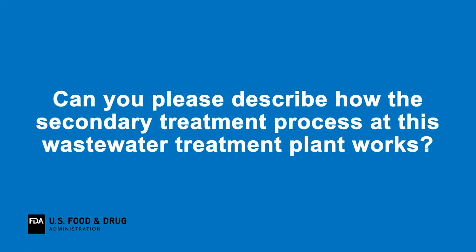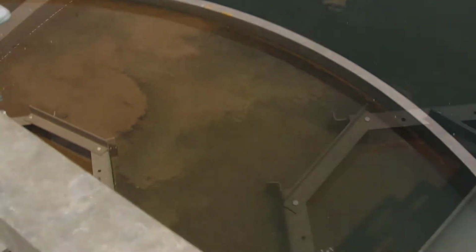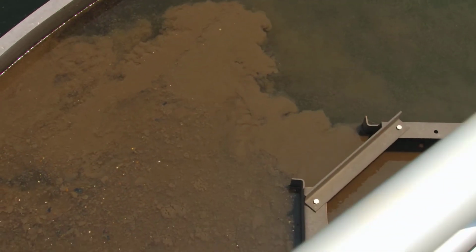So Alyssa, can you please describe how the secondary treatment process at this wastewater treatment plant works? We're an activated sludge plant that uses air both for mixing and for providing oxygen to support aerobic microbial activities in the aeration tanks. Activated sludge means that when the solids settle out in the clarifiers, they contain a lot of healthy active microbes, and we return those healthy active microbes back into the aeration tanks so that those microbes can eat fresh food that comes in with the influent.